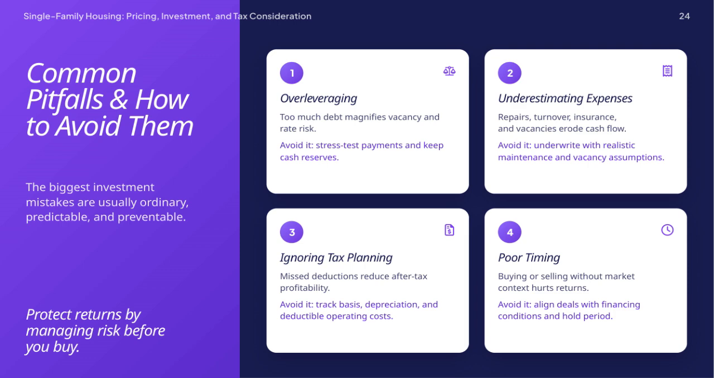Third, ignoring tax planning can reduce your after-tax profitability. Many investors miss out on valuable deductions simply because they don't track their basis, depreciation, or deductible operating expenses carefully. Keeping good records and understanding tax implications can make a significant difference in your net returns. Finally, poor timing, buying or selling without a clear sense of market conditions, can hurt your overall returns. It's important to align your deals with current financing conditions and your anticipated holding period to maximize value. By avoiding these common mistakes, you can better protect your investment and enhance your chances of success in single-family housing.